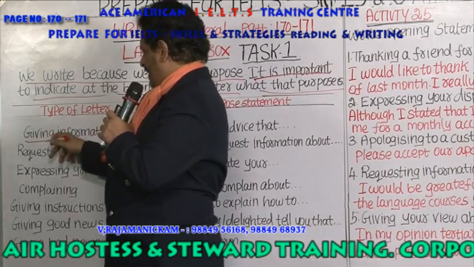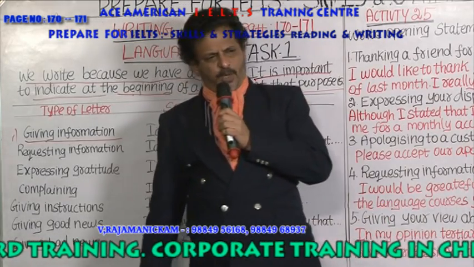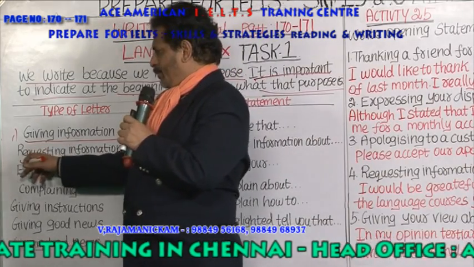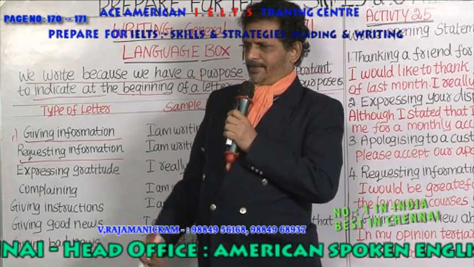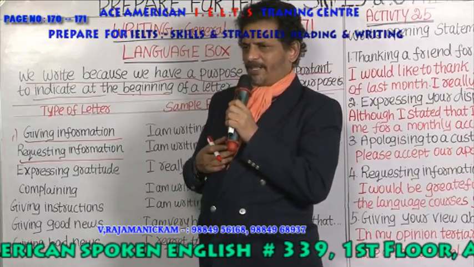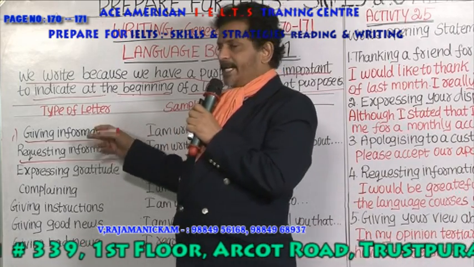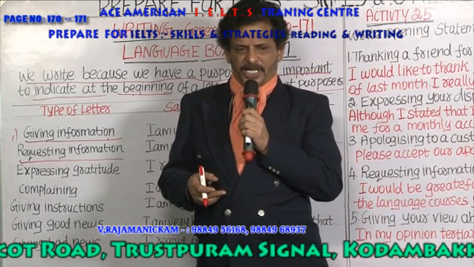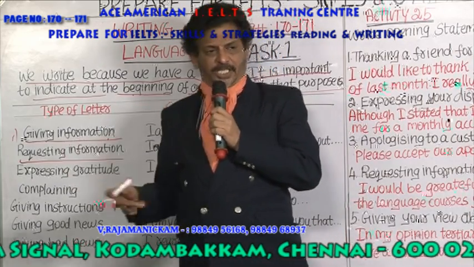What are the types of letters? Giving information. You want to state some information. Requesting information. You are asking for information from somebody. Say for example, you write a letter to me and ask what are the courses available here, what is the fee structure, what are the timings. So you are requesting information. And I am writing a letter to you stating that from morning to night we are here. We have a 1 month course, 2 months course, 3 months course. So I am giving information.